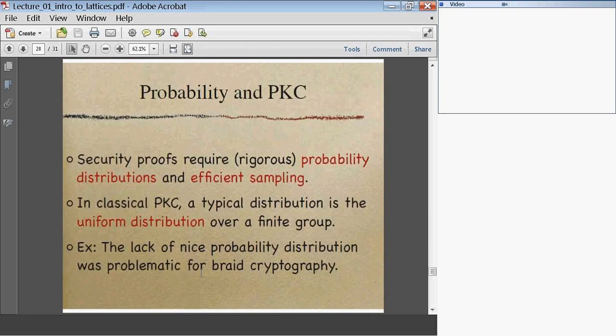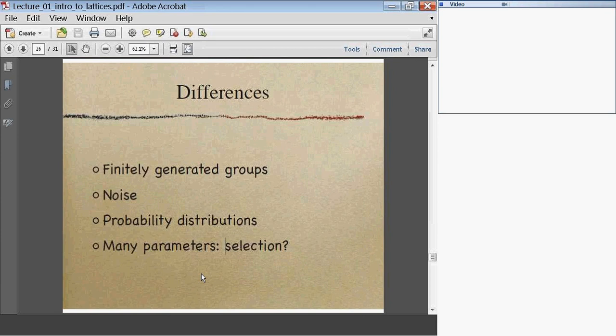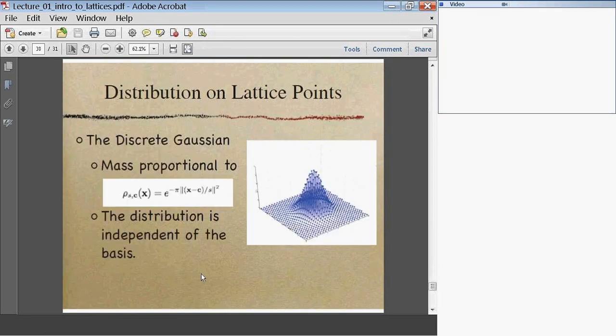And just a quick comment on probabilities. I want to make a very important note that in the case of lattices, we will deal with distributions on certain lattice points. Sometimes we may deal with distributions on overall lattices. And from a practical perspective, distributions on lattice points is what we're going to focus on, so more localized regions.